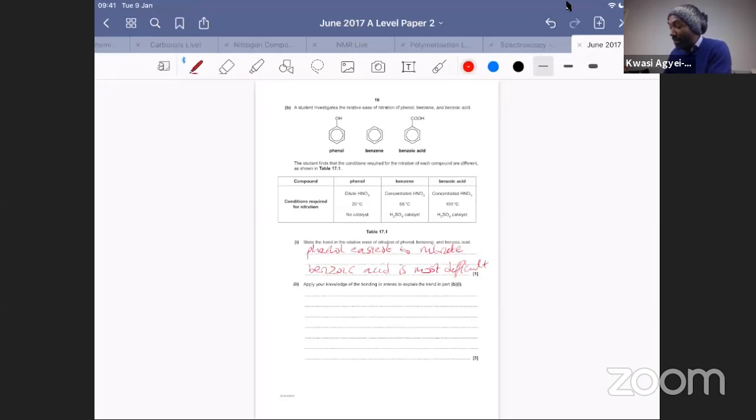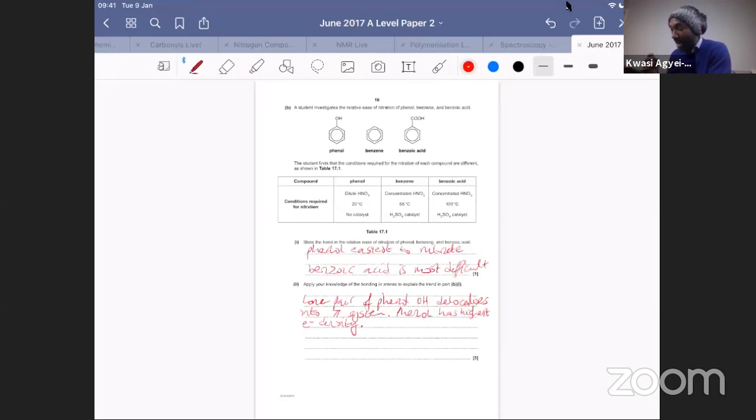Okay, so phenol is easiest to nitrate because the lone pair of phenol's OH delocalizes into the pi system. Phenol therefore has the highest electron density, and it is the most nucleophilic.